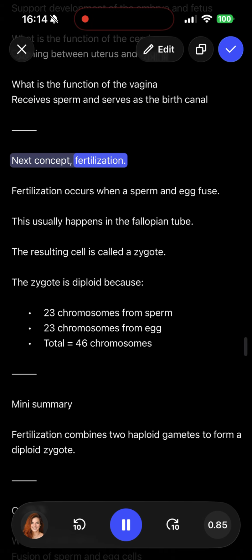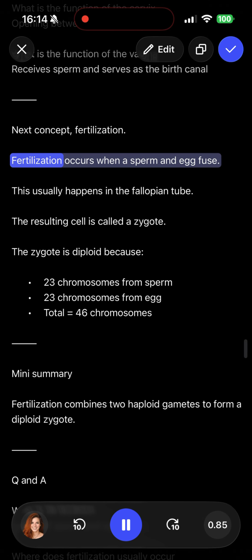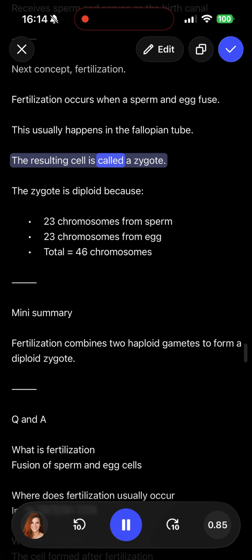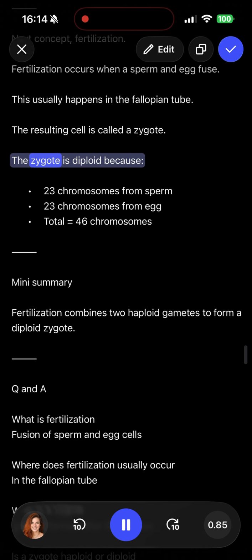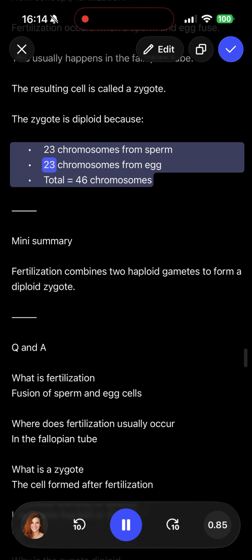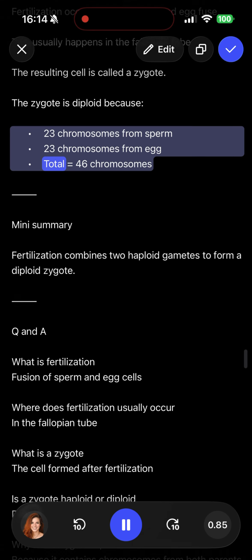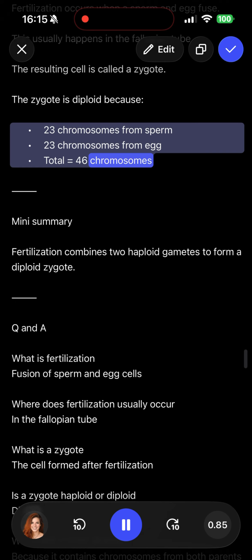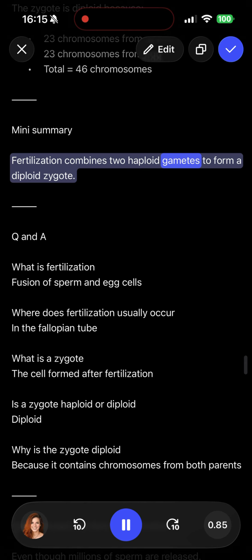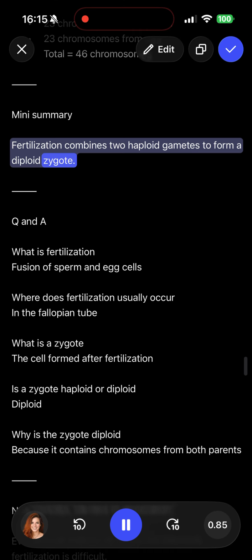Next concept, fertilization. Fertilization occurs when a sperm and egg fuse. This usually happens in the fallopian tube. The resulting cell is called a zygote. The zygote is diploid because 23 chromosomes from the sperm plus 23 chromosomes from the egg total 46 chromosomes. Mini summary. Fertilization combines two haploid gametes to form a diploid zygote.